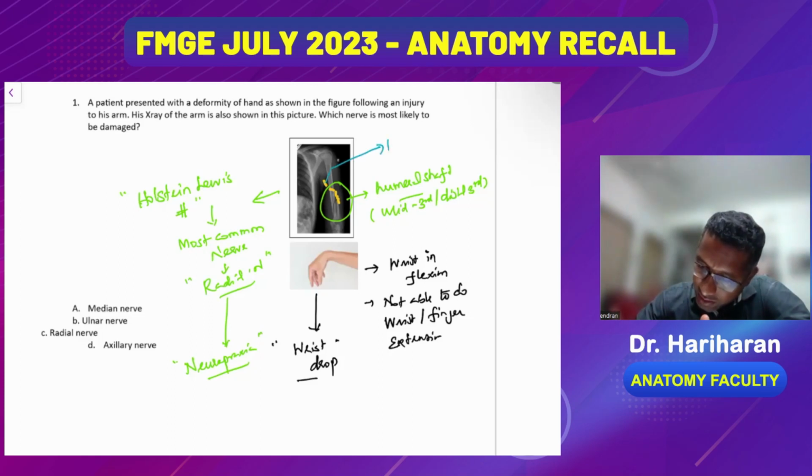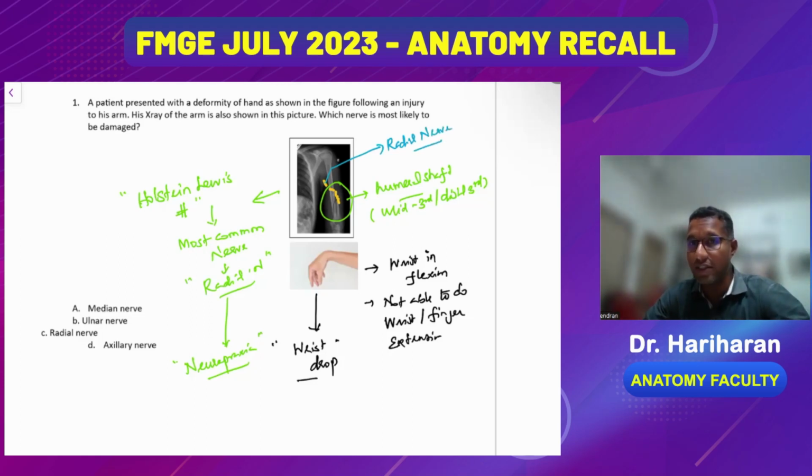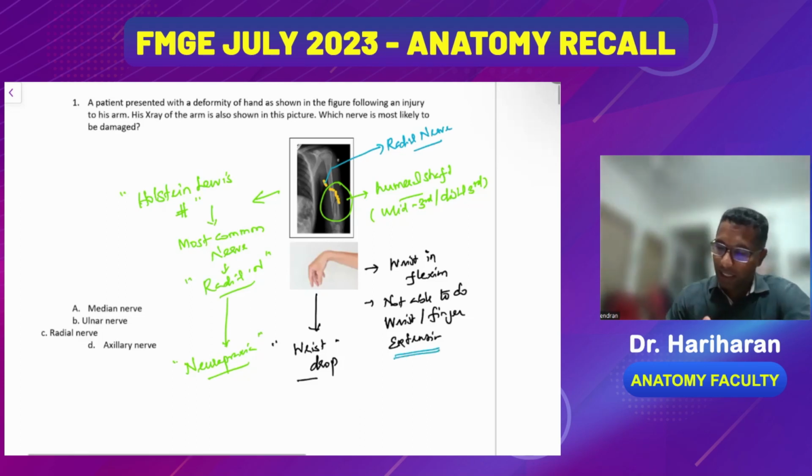This nerve is called the radial nerve, and it runs very close to the shaft of the humerus. Whenever there is a fracture, this nerve is prone to get injured. The radial nerve supplies the extensors of the forearm.